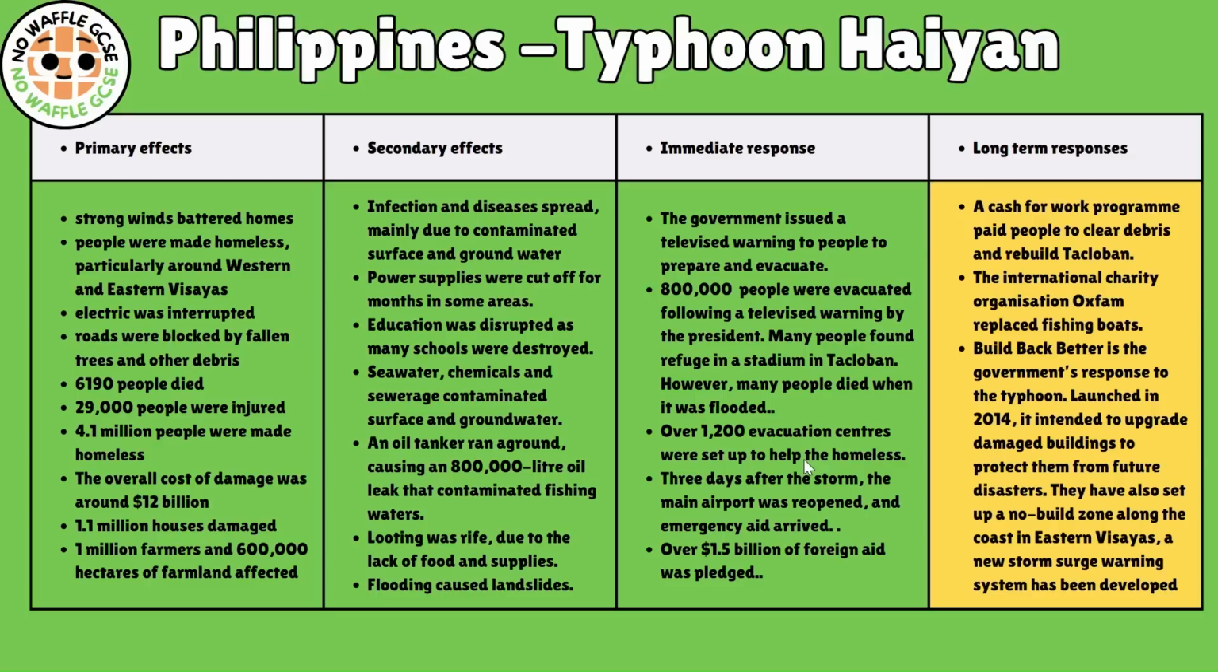There was also Build Back Better, which is the government's response to the typhoon, launched in 2014. It intended to upgrade the damaged buildings to protect them, and they also have a no build zone across the coast. And that means that if there was any storm, then there wouldn't be any buildings collapsing, because that's the main cause of death. When there's any typhoon or earthquake, the deaths are mainly caused by the buildings collapsing.